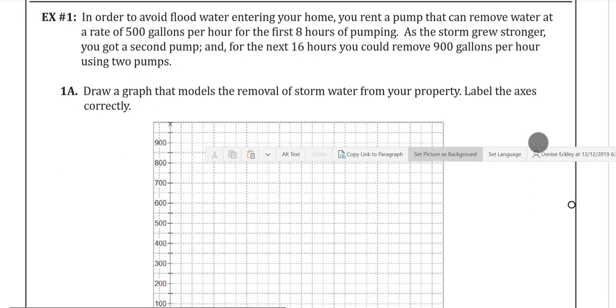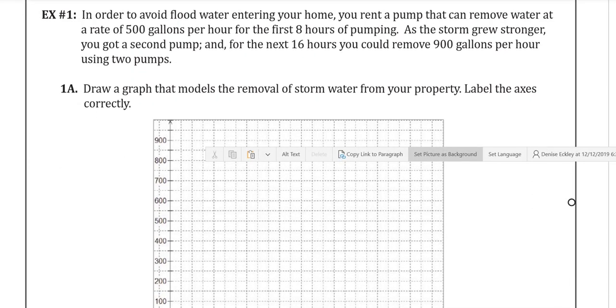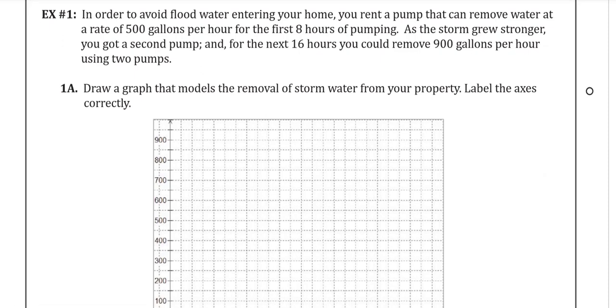So, in order to avoid floodwater entering your home, you ran a pump that can remove water at a rate of 500 gallons per hour for the first 8 hours of pumping. As the storm grew stronger, you got a second pump, and for the next 16 hours, you could remove 900 gallons per hour using 2 pumps. So the first thing we're going to do is to draw a graph that models the removal of stormwater from our property and then label the axes correctly.